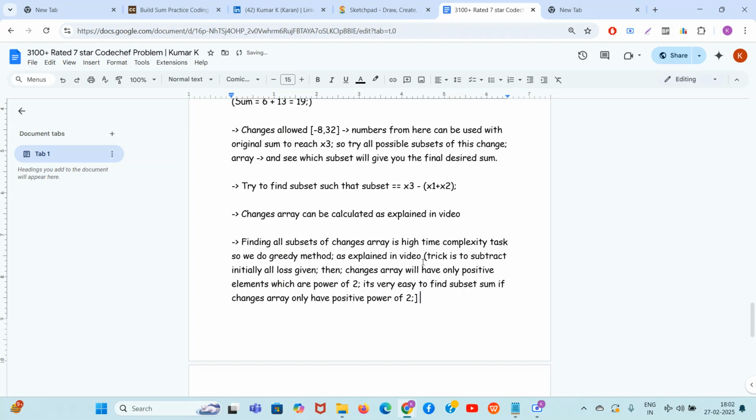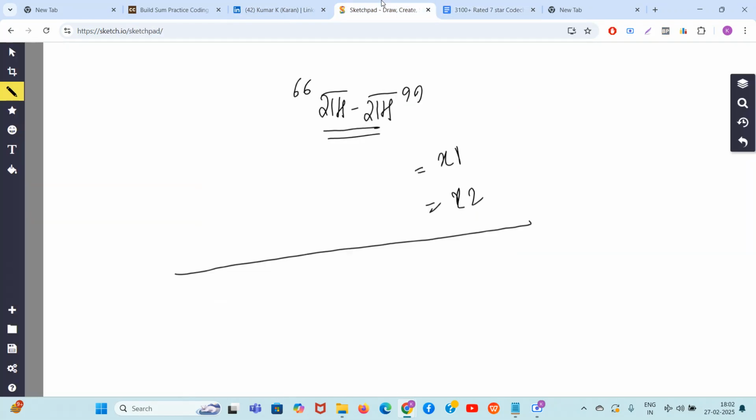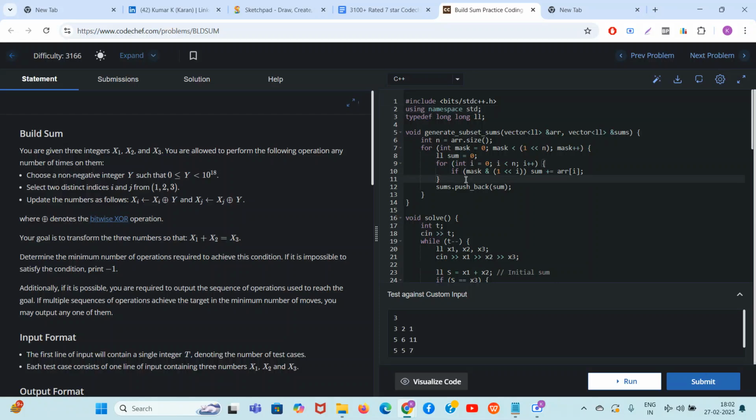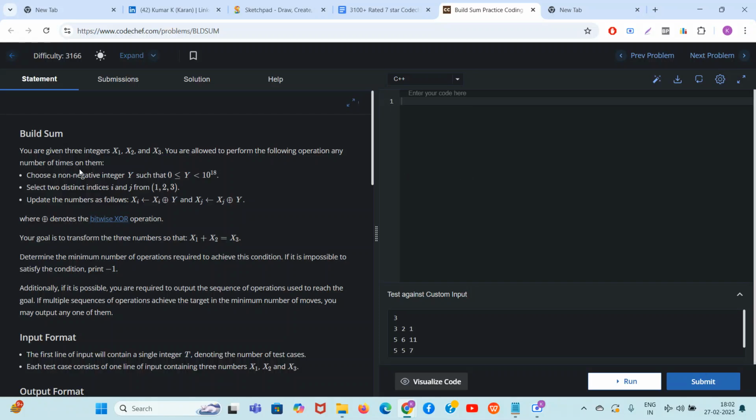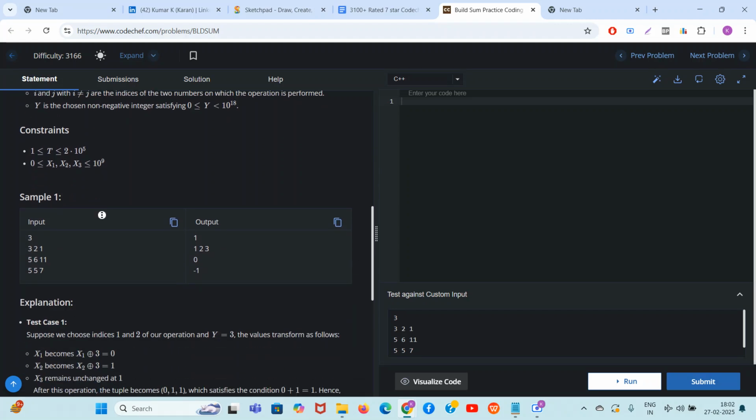Such a deep question it is, right? Deserves to be a 7-star problem, guys. So now, my lovely people, what I'm trying to say is, let's take this example which was given to us in the question itself, right? So if we go below, yeah, 3 2 1, right?